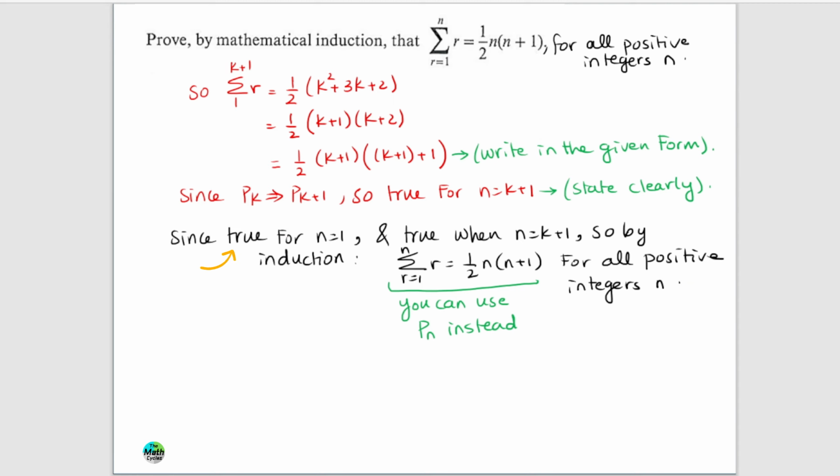And the last step is the conclusion. You need to write the conclusion always in this structure. So since true for n equals 1 and true when n equals k plus 1, so by induction, this statement, the given statement, Pn, call it whatever you want, you need to mention it. It's true for all positive integers n. And that's how I prove by induction.